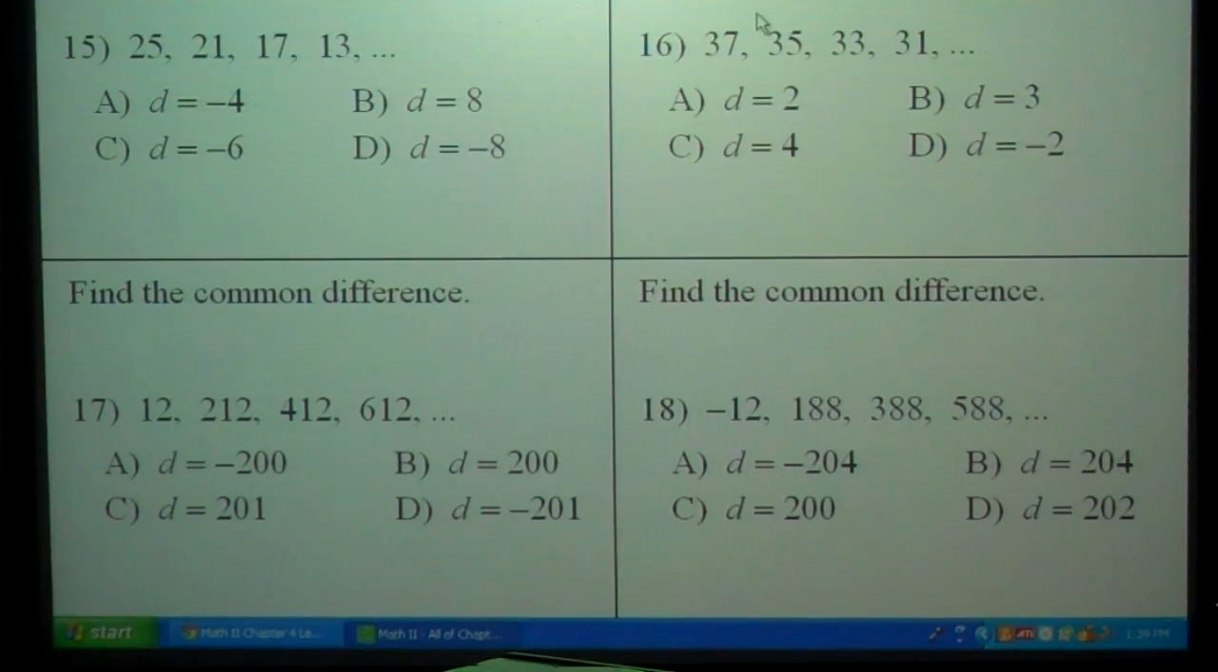Let's do that. Pause. Here are your answers. A, D, B, and C. Those are your 4 answers for these 4 problems: 15, 16, 17, and 18. Alright, moving right along.